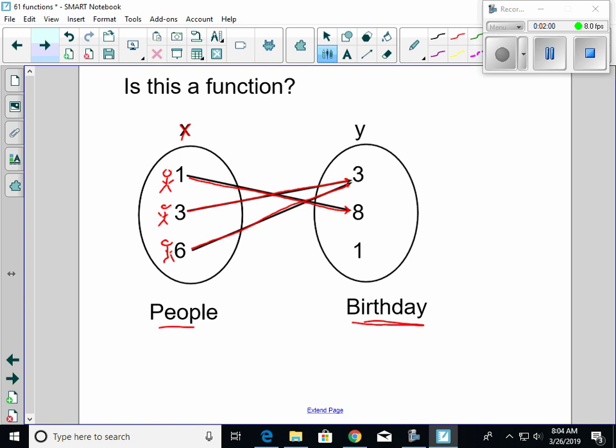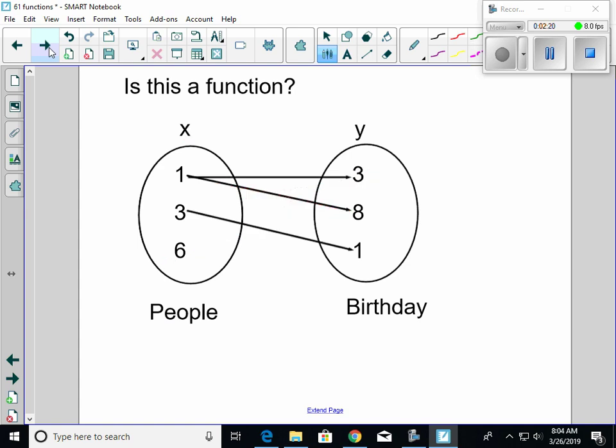Can we have this situation? Can we have 2 different people that have the same birthday? Sure we can. So this is a function. It's possible that 2 different people were born on the same day. They can have the same birthday. So if you have a situation like this, it is a function.